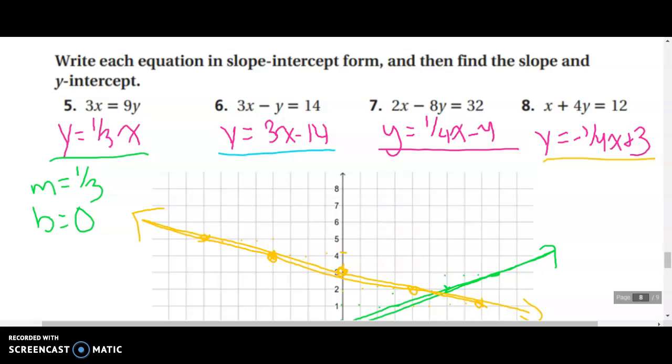Slope-intercept form: plot your intercept, your b value. That's where your line crosses your y-axis. Then from that point, use your slope to find additional points. You only need to find one additional point, but finding more additional points just makes your graph a little more accurate if you don't have a ruler.